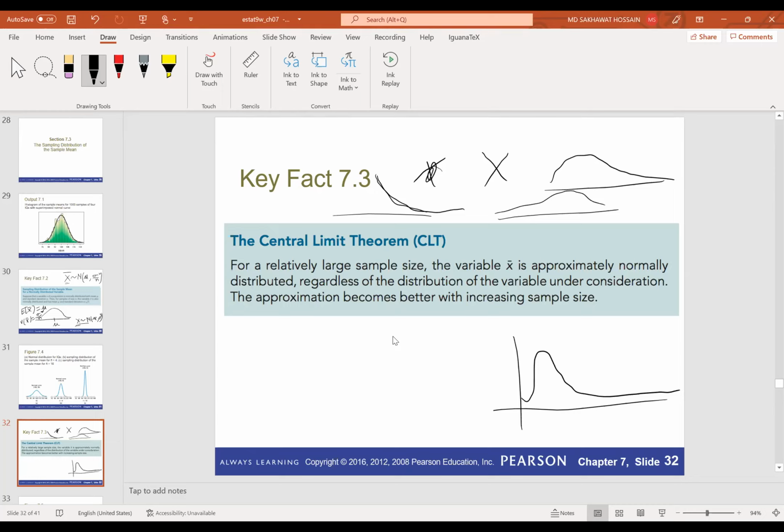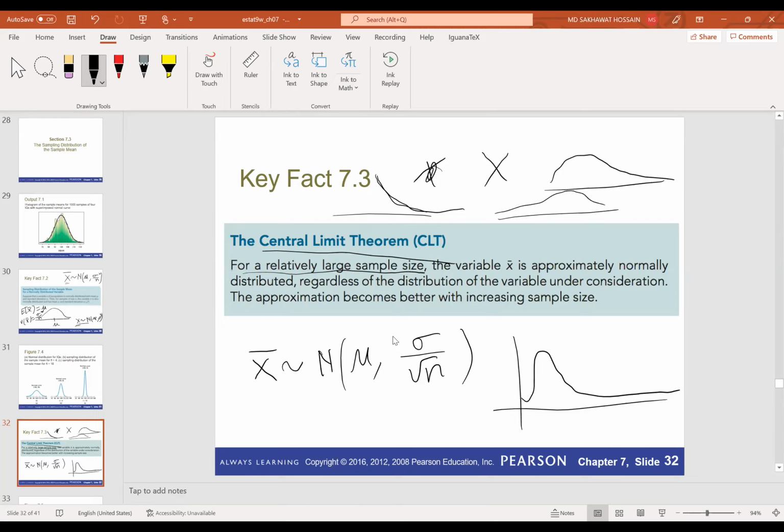For a relatively large sample size, the central limit theorem says the variable X bar is approximately normal. Whatever the distribution of X is, it doesn't matter. If the sample size is large, then the approximate distribution will be normal with mean mu and standard deviation sigma over square root of n, or you can write mean mu and variance sigma square over n.